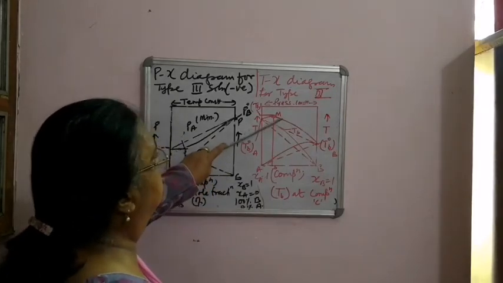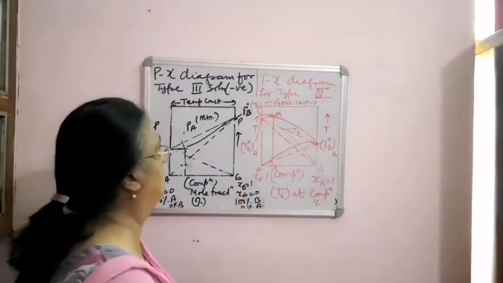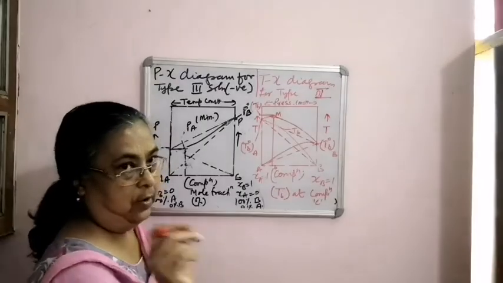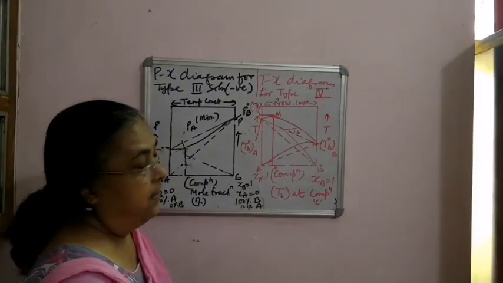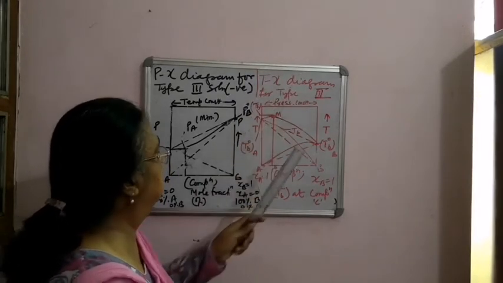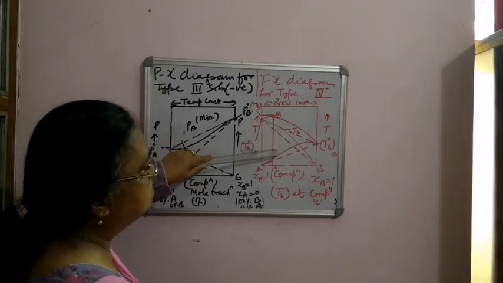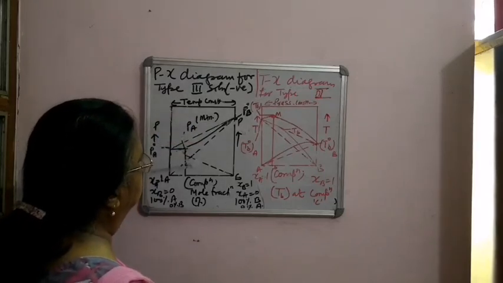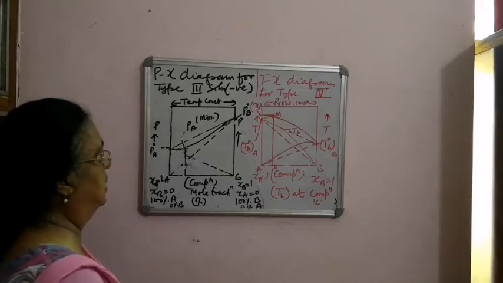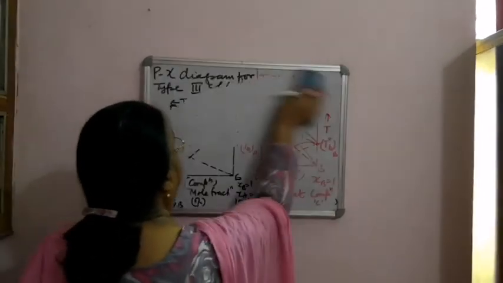Type 3 is maximum boiling, type 2 is minimum boiling, and type 1 is closer to 1. So type 1 doesn't show any point where it is maximum. Only in type 2 and type 3 you saw minimum in type 2 and maximum in type 3. Minimum what? Minimum boiling point in type 2 and maximum boiling point in type 3. Maximum vapor pressure in type 2, minimum vapor pressure of the solution in type 3. Now we will see the reason for this.